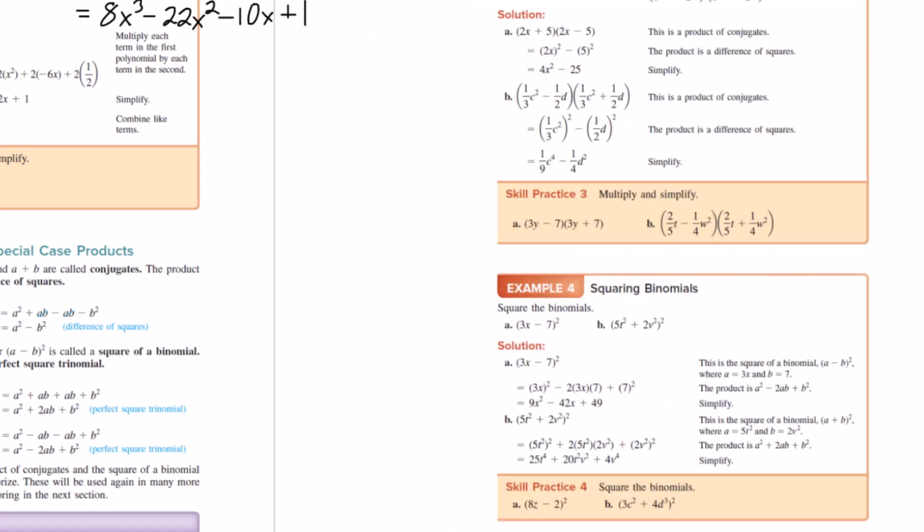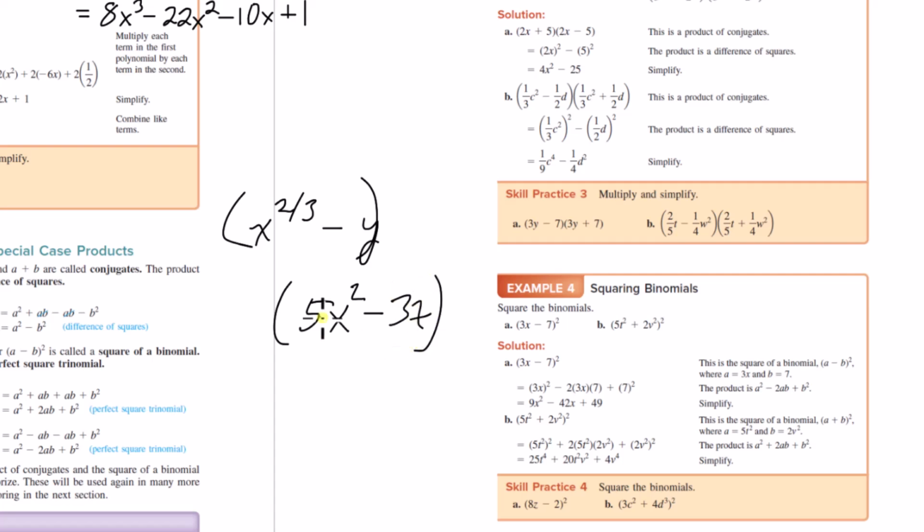So it doesn't matter what kind of sum of terms we've got. If we've got x to the 2/3 minus y, and we're multiplying that by whatever, 5x squared minus 3z, these are just numbers, right? These are any numbers, and so they all obey the property of distribution. It's not like we can only do this with polynomials or something like that. So you can do this with anything.